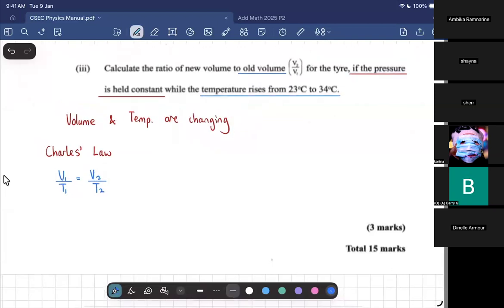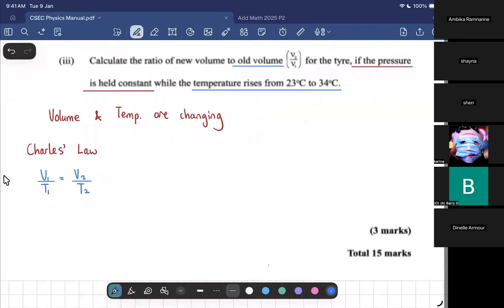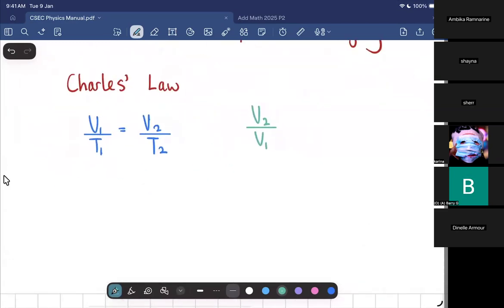Okay, great. Now we want to calculate the ratio of the new volume to the old volume. So we want to write this in such a form that what is on the left hand side is V2 all over V1. That is what we want to do. It's going to be a bit tricky, but I believe we can figure it out. Right? So Sheena, we want to make this the subject of the formula. Do you have any suggestions as to how I could do that?